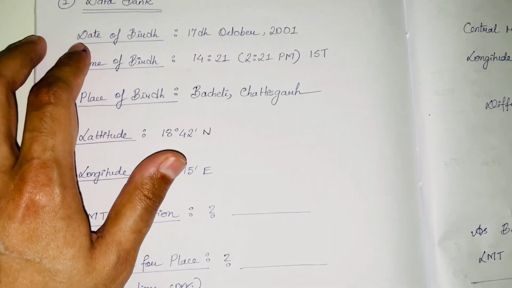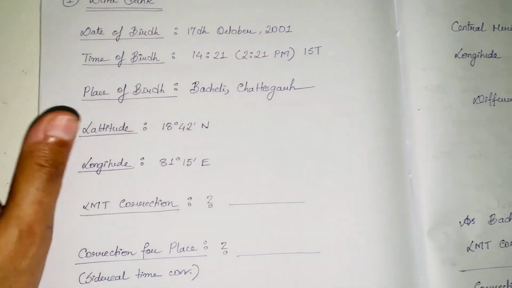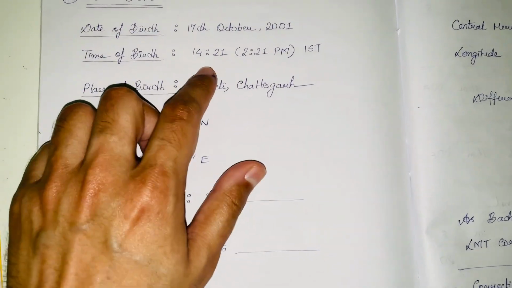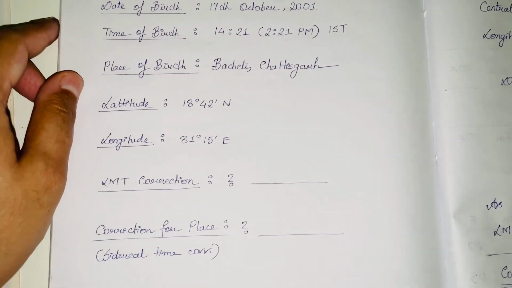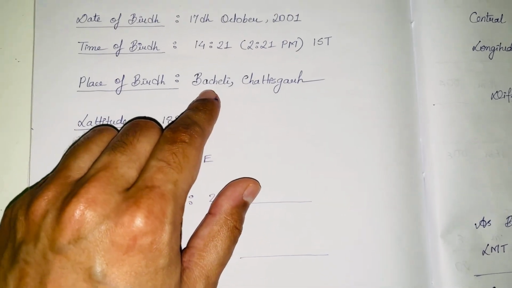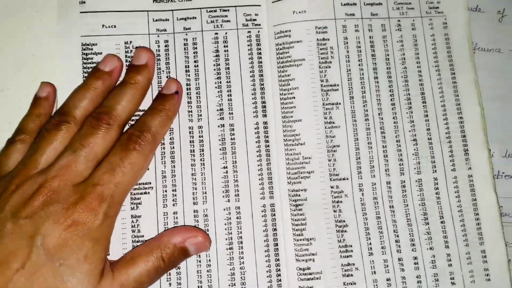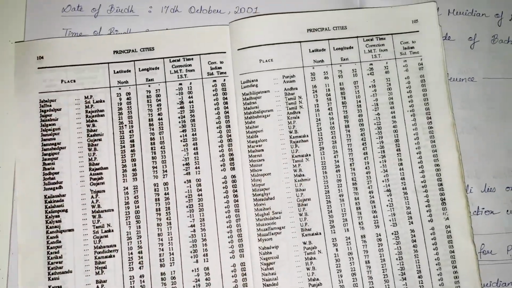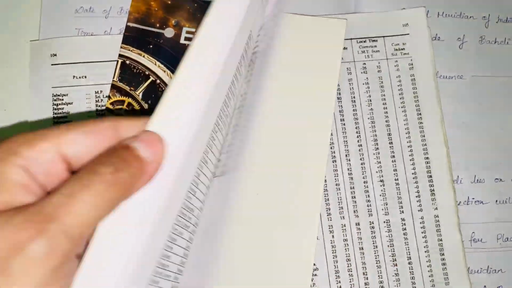Now the date of birth is 17th October 2001. The time of birth is 2:21 p.m. IST. I have written 14:21 IST. The place of birth is Bacheli, Chhattisgarh. Now, you will not find this particular city in the table of ascendants. You will not even find these details in the ephemeris.